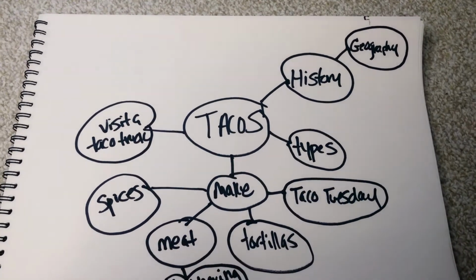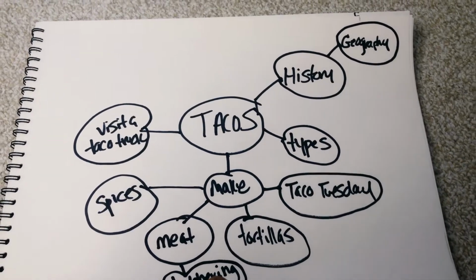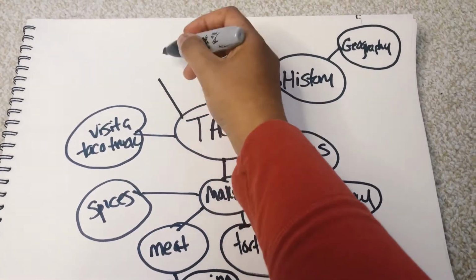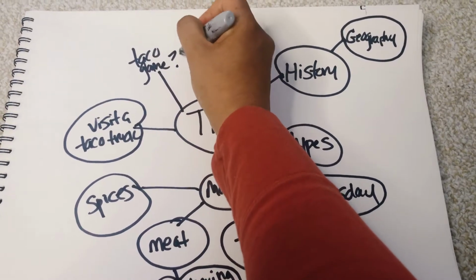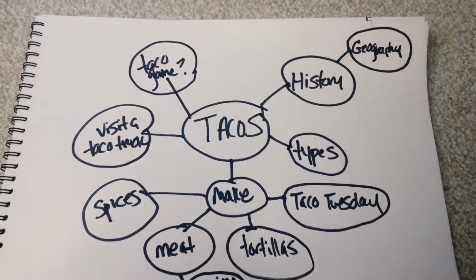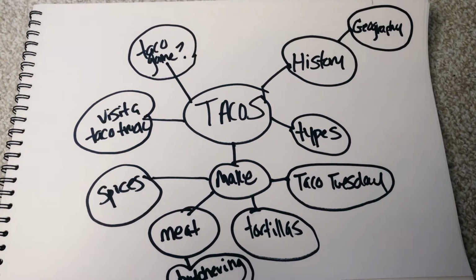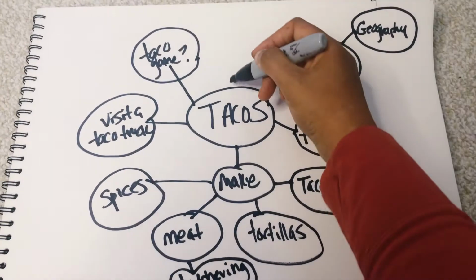Apologize for my handwriting. I'm doing this quickly. A taco game. I know I wanted that. I didn't know if it existed at the time, but that was something that was on my web diagram, and I actually did find it, that you'll be able to see that soon.